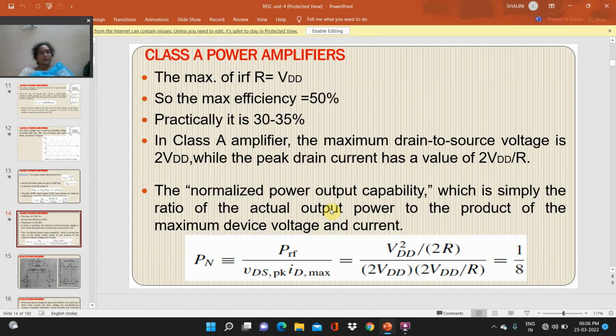The normalized power output capability is simply the ratio of the actual output power to the product of the maximum device voltage and current. So Pn is equal to PRF by VDS into ID,peak,max, that is equal to V square DD by 2R by 2 VDD into 2 VDD by R, that is equal to 1 by 8.